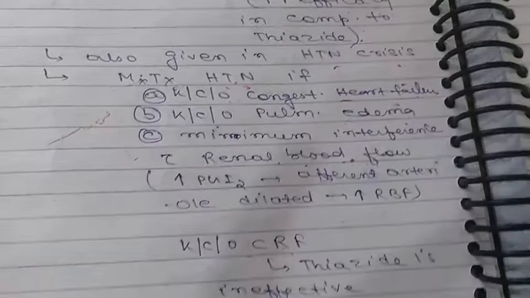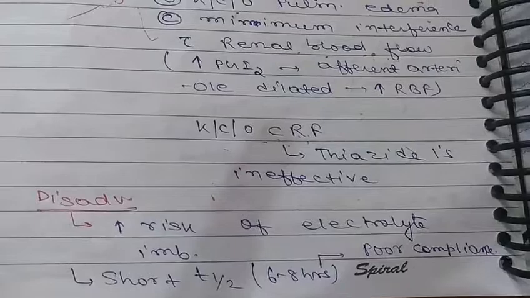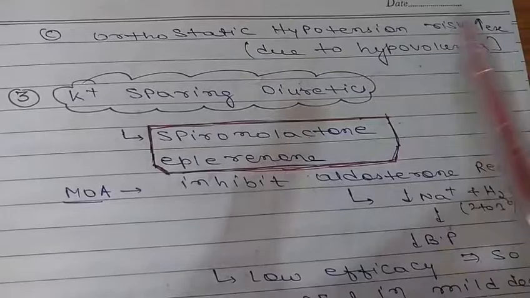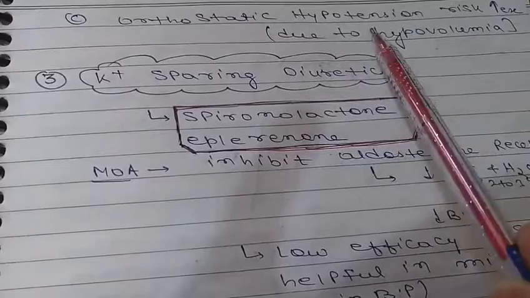Now the disadvantages of the loop diuretics: it will increase the risk of electrolyte imbalance. It has a short half-life, 6 to 8 hours, so it will lead to poor compliance. Then the risk of orthostatic hypotension also increases, because loop diuretics cause a hypovolemic condition that increases the risk of orthostatic hypotension.